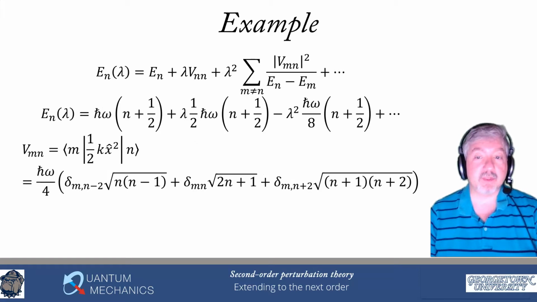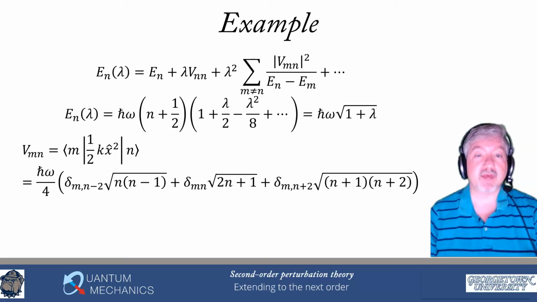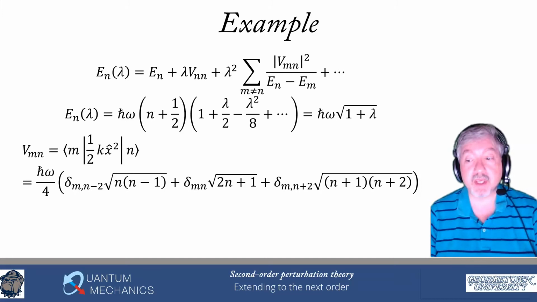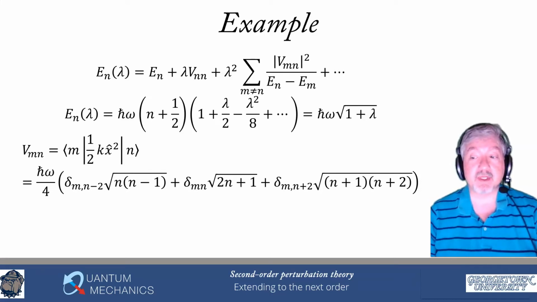And indeed, that's what we get. There's a minus sign as well that comes out from that. Now you see I can factor out an h bar omega times n plus a half times all of those terms. So I'm going to go ahead and factor that out. And now I get a power series, 1 plus lambda over 2 minus lambda squared over 8 plus, we don't know yet what the next order term is, but if we extended the perturbation theory, we could work that out.